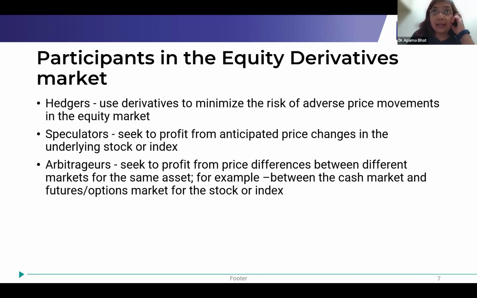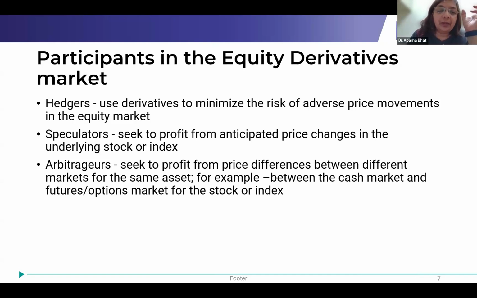But as I said, instead of buying the stock, I might decide to take a long position in the stock futures, or I might decide to buy a call option. What is my intention? Now, don't worry about what a long position is and what a call option is. We will see that later. But what is my objective here? My objective is to make a quick profit based on anticipated price changes. So I am a speculator.